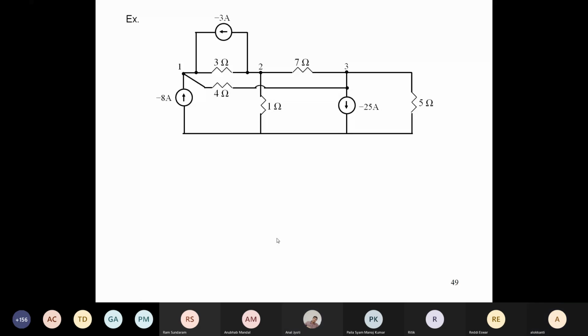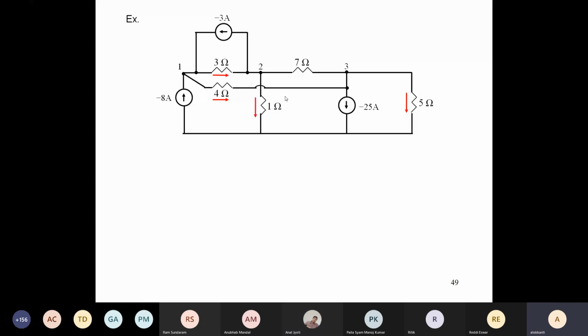Suppose we choose this direction. Suppose the direction from node 1 to node 2 is in this direction, then node 2 to the reference point is in this direction. So we fix the directions. Node 3 through this in some direction. Again, there is a branch here, node 1 to node 3 in this direction.